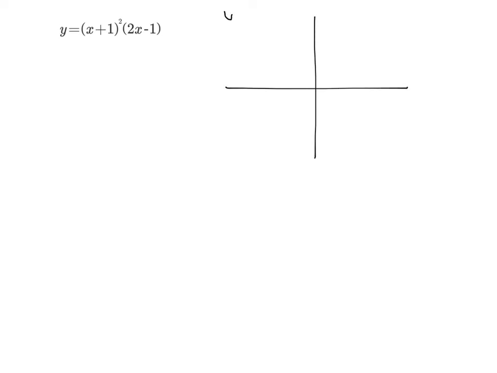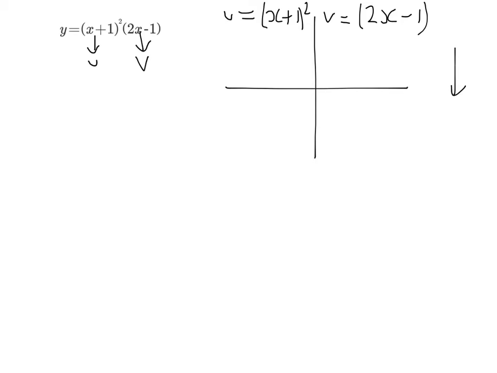I'm going to let this one be u, and I'm going to let this one be v. So u is x plus 1 all squared, and v is 2x minus 1. Okay, we're going to differentiate, so we're going to go down. So dv by dx for this one, if I differentiate, is 2. And look how clever this is. Du by dx. Did you guys spot it?